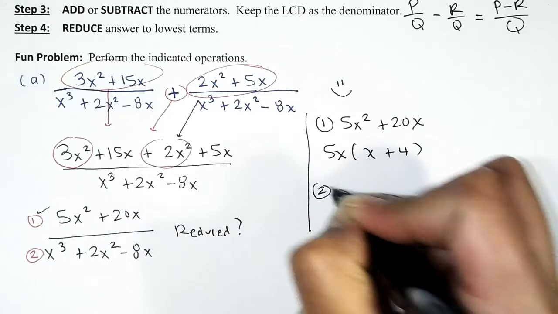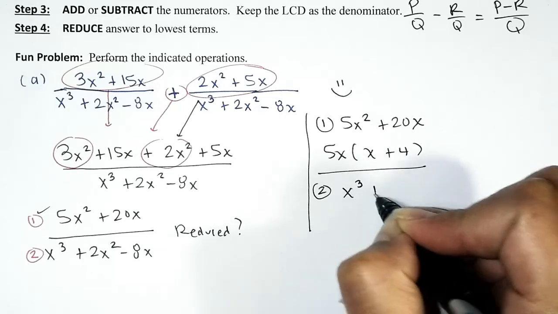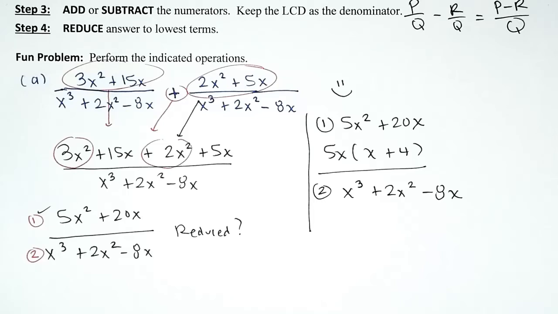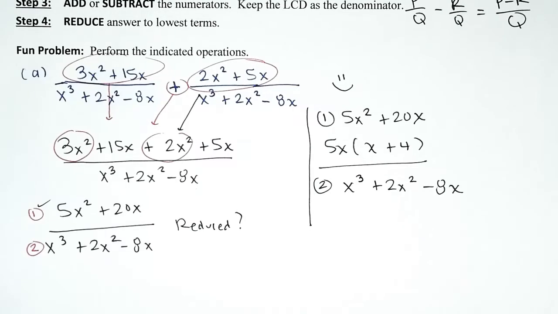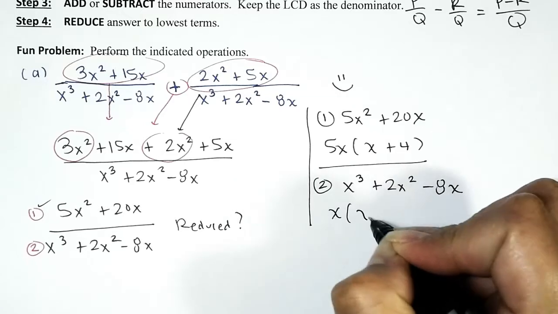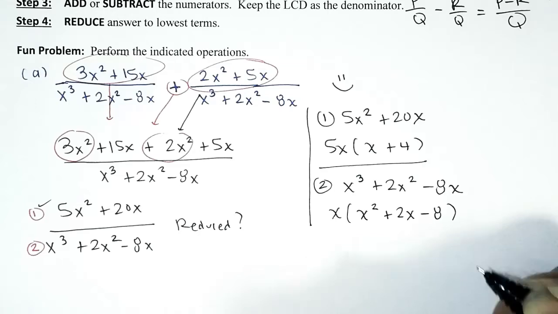So number 2, I need like a little break. Okay, so we have x cubed plus 2x squared minus 8x. Prerequisite step, watch out for common factors. So in this case, the GCF is x. Let's go ahead, factor it, and that will give us x squared plus 2x minus 8.